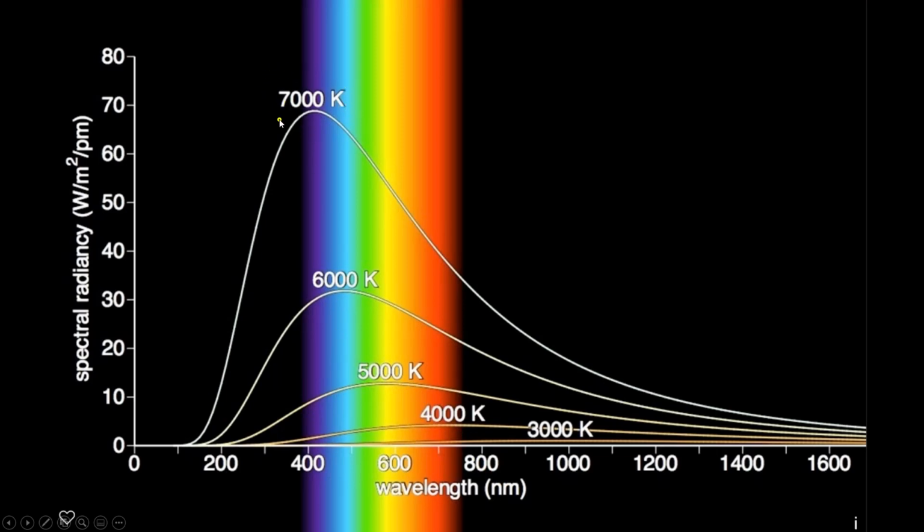This is a hot body, something that has a temperature of 7,000 Kelvin, and you can see that it has a range of different energies per second, a range of different intensities of photons produced across different wavelengths. So at its peak intensity, the peak, watts per meter squared, the peak intensity occurs at a wavelength of around 400 nanometers.